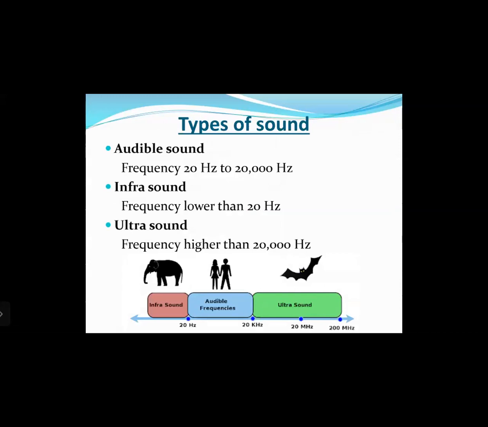So the different types of sounds are based on the frequencies of the sound and the ability of us humans to listen to those sounds or not. The first type of sound is called the audible sound, which us humans can hear. Audible sounds have a frequency of 20 hertz to 20,000 hertz. The next one is infrasound. Infrasound has a frequency that is lower than 20 hertz, and ultrasound has a frequency higher than 20,000 hertz.